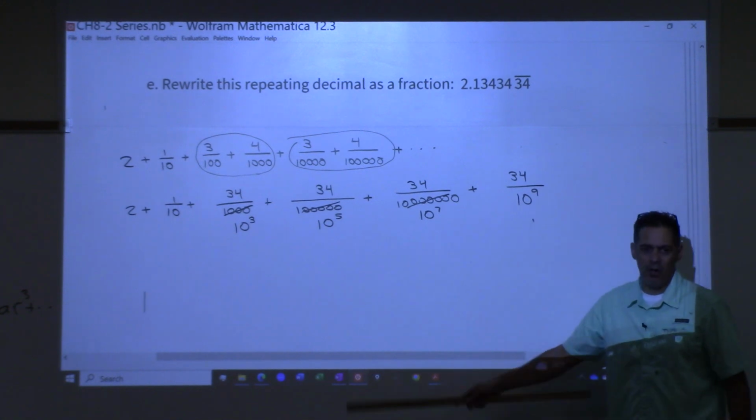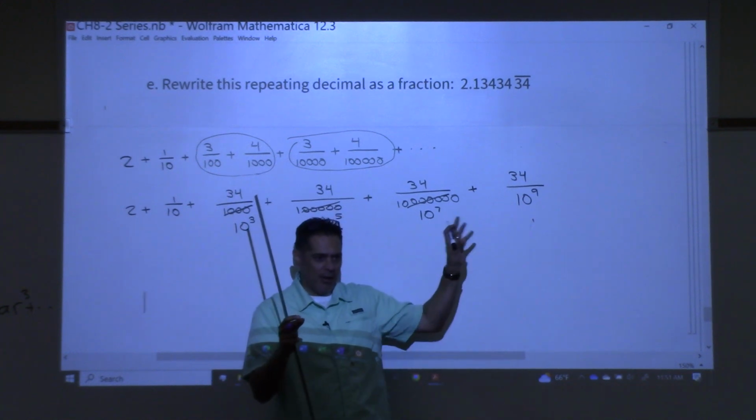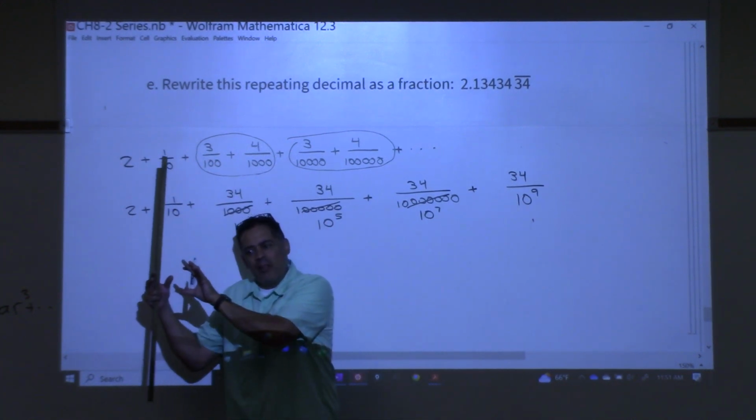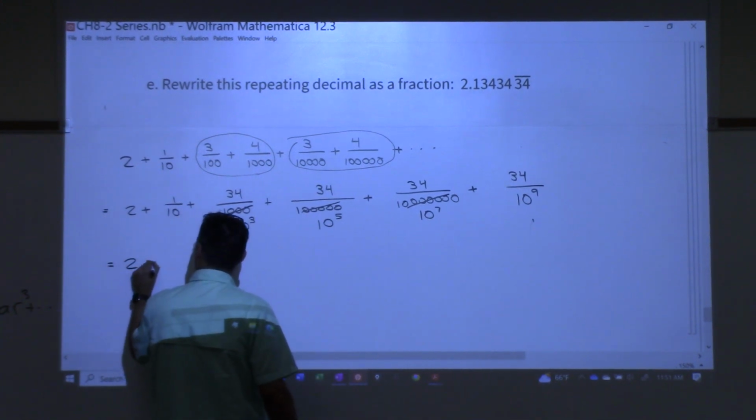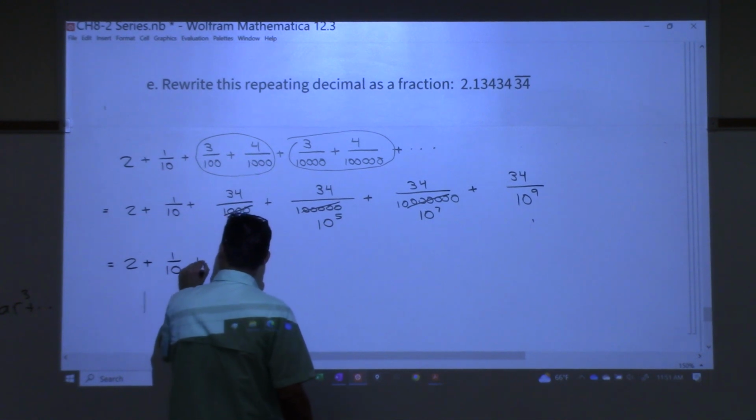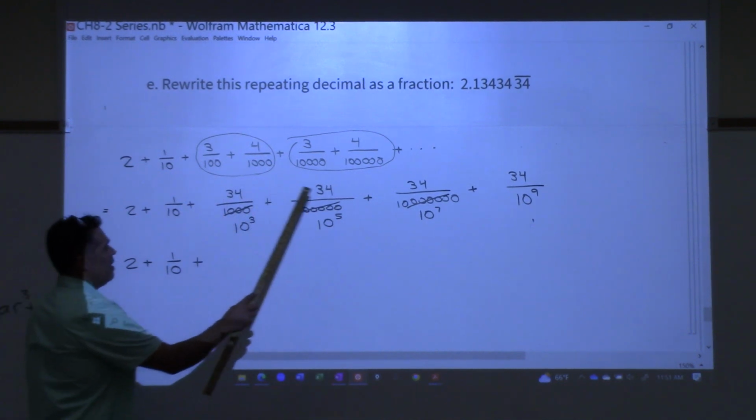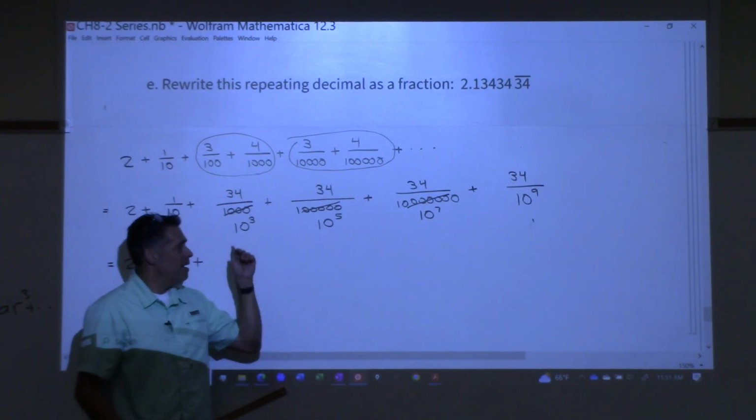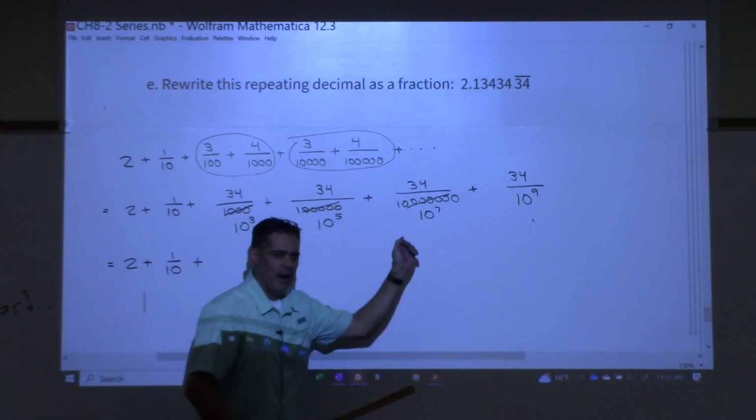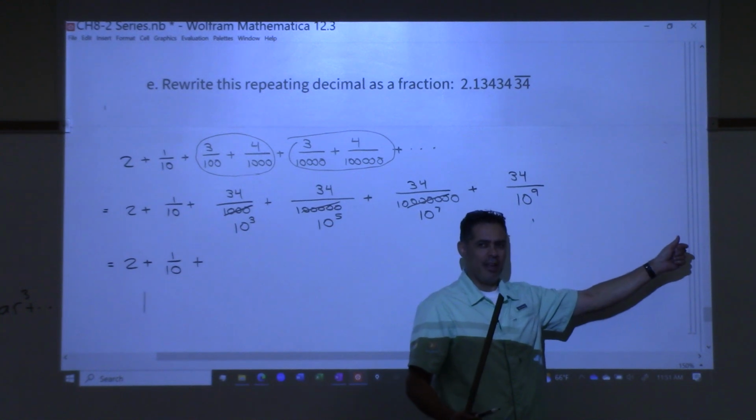Any questions on what I've done so far? Now, this stuff out here is not part of this pattern, right? I've got the 2 and the 10th. Those are uniquely their own thing, right? So now I'm going to do this. This is equal to 2 plus a 10th, okay, plus, what I see here is a pattern that my numerators are always 34s, right? And then my denominators are always powers of 10, starting with 3, and they're odd numbers, right? Odd power, odd power, odd power. So do you know how to generate the odds starting at 3?